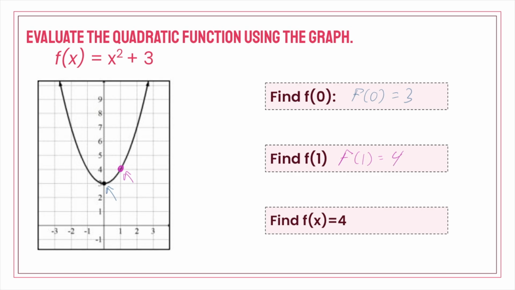Now it gets a little trickier here at the end because we've got f of x is equal to 4. And this time we've got 4 outside of the parentheses. So that means that we're looking for the output. So we're looking for when y equals 4. So when y equals 4 is this line here. So we want to know whenever anything on that line crosses the parabola.